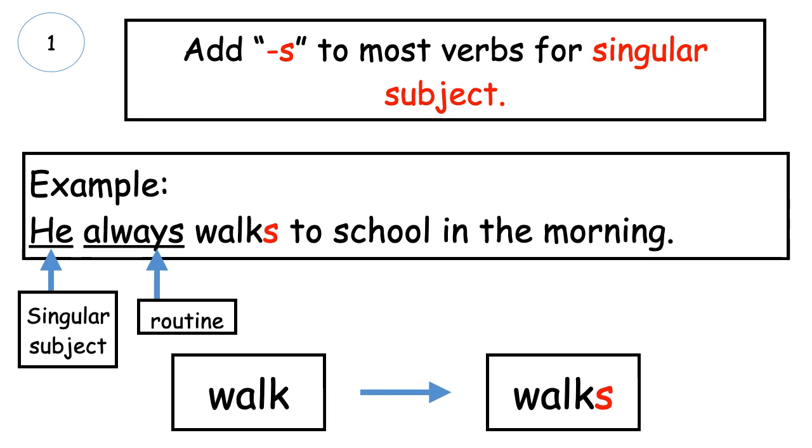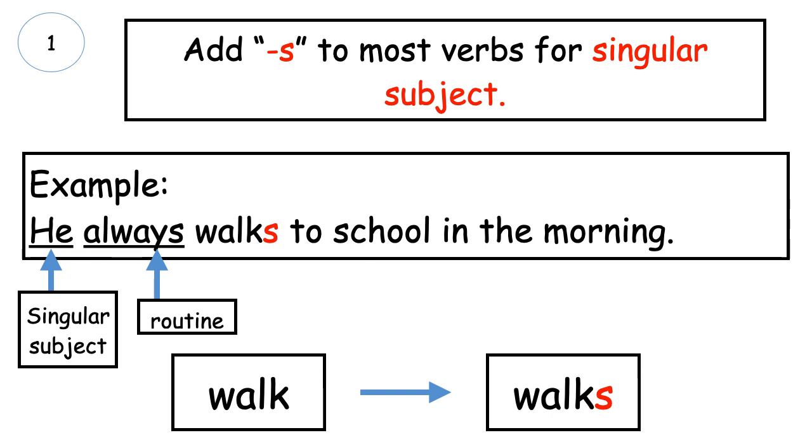Alright. So di sini always menunjukkan rutin. Okay. Always merupakan kata kunci yang menunjukkan rutin harian. Okay, he merujuk kepada seorang lelaki. Jadi seorang lelaki dia satu subjek. Kalau satu subjek, kata kerja dia mesti ada s. Alright? So, walk perlu ada s, jadi walks.